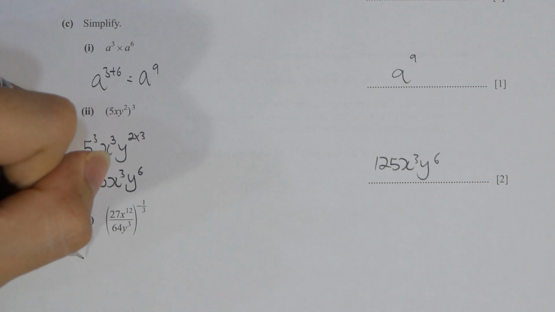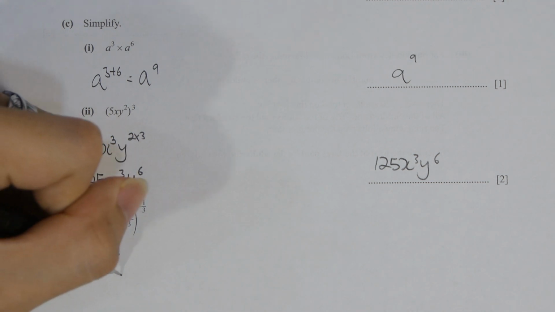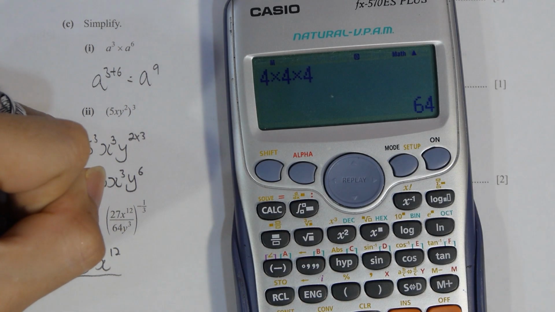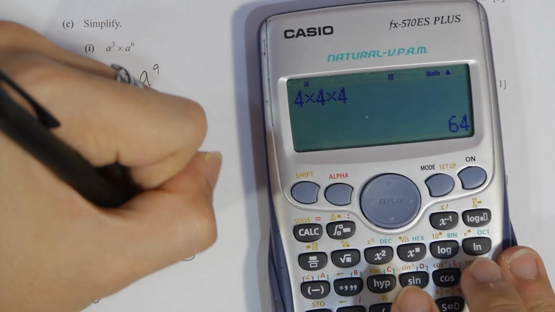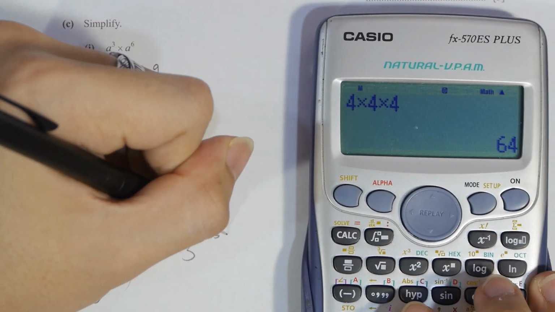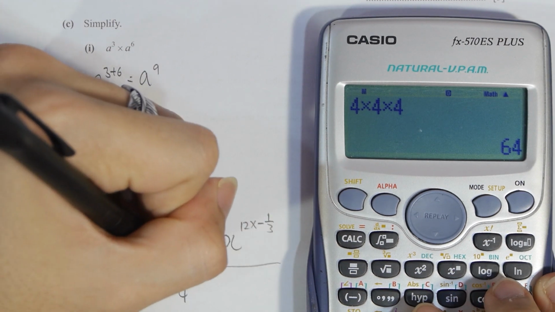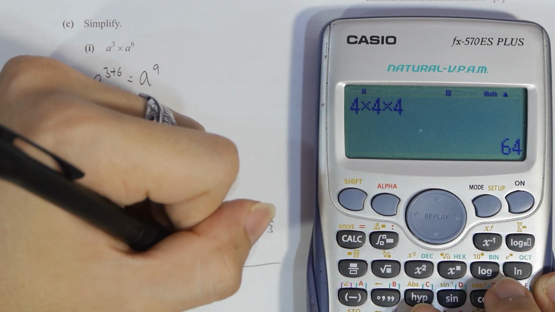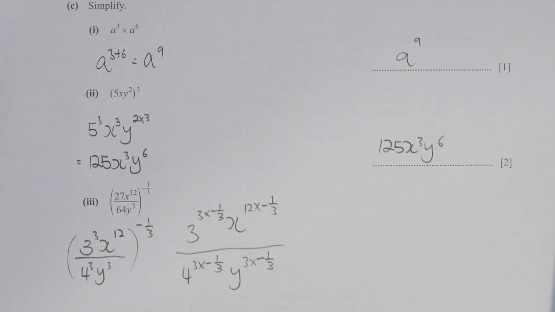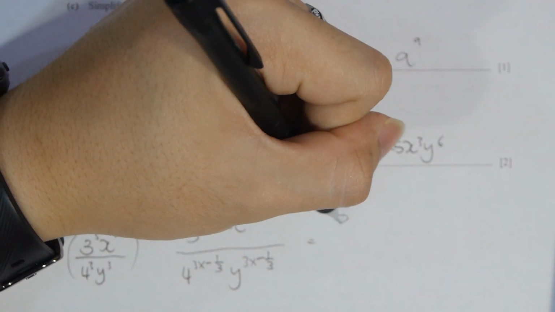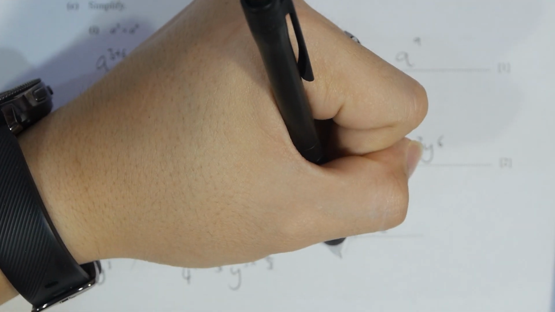So for the third section, I converted the 27 and 64 into 3 to the power of 3 and 4 to the power of 3. Okay, multiply negative 1 over 3 into it, I get 3 to the power of negative 1, x to the power of negative 4, and 4 to the power of negative 1, y to the power of negative 1. In order for you to get rid of the negative, basically shift them upside down, then you get 4y over 3x to the power of 4 as the result.